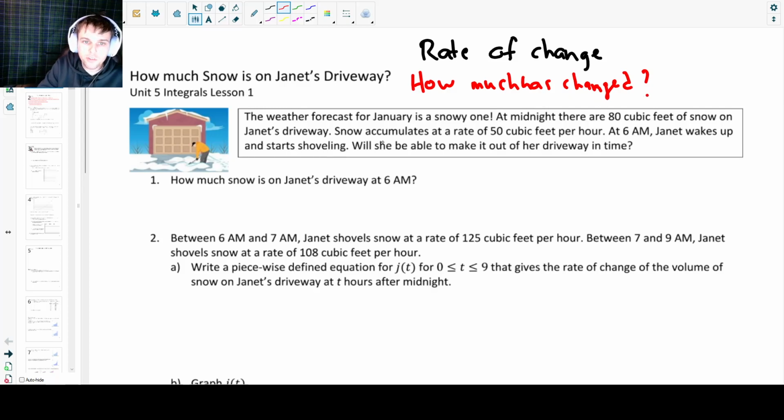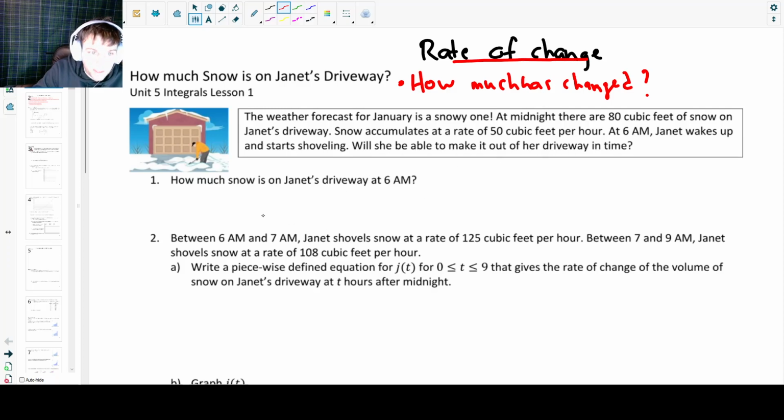Right. So in this first scenario, we're going to look at some snowfall, and we're going to talk about a function that represents the rate of change of that snowfall, and we want to analyze the idea of how much has changed. What's the total snowfall, essentially? All right. The weather forecast for January is a snowy one. At midnight, there are 80 cubic feet of snow on Janet's driveway. Snow accumulates at a rate of 50 cubic feet per hour. At 6 a.m., Janet wakes up and starts shoveling. Will she be able to make it out of her driveway in time?